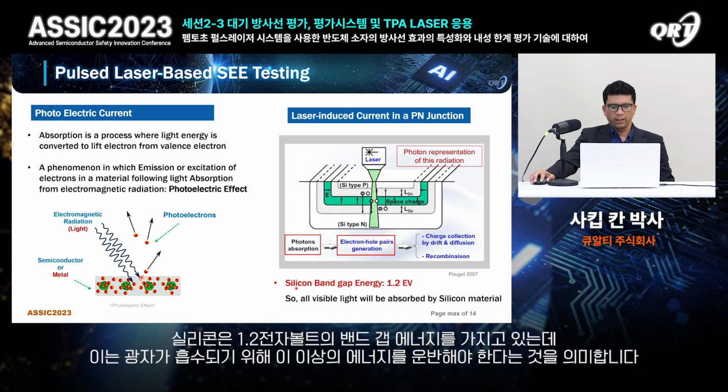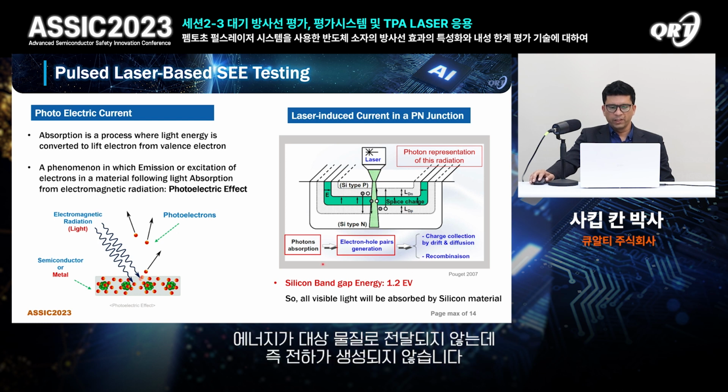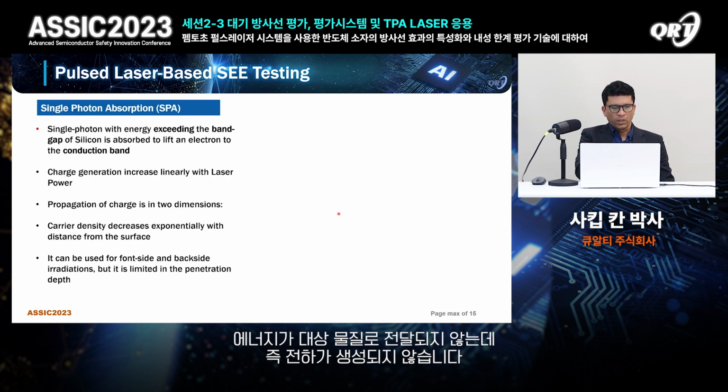Silicon has a band gap energy of 1.2 electron volt, which means the photon must carry energy above this in order to be absorbed. If a photon carries energy less than this, it will not be absorbed. It will just pass through the target material and be transmitted. No energy would be transferred to the target material, which means no charge would be generated.